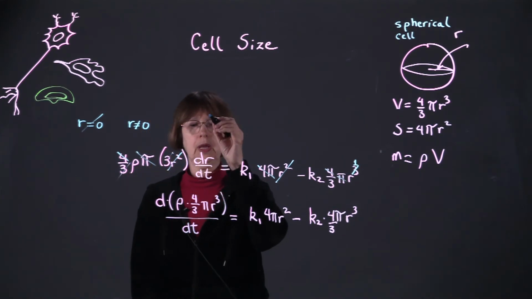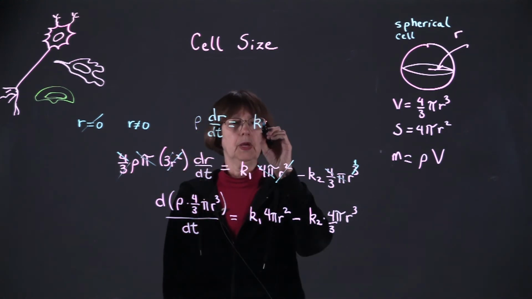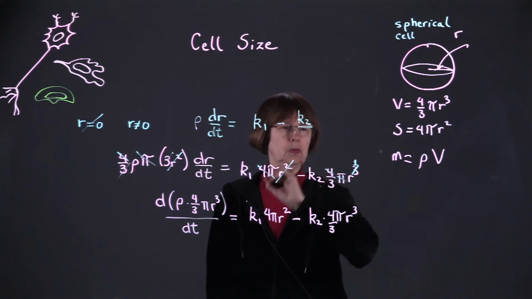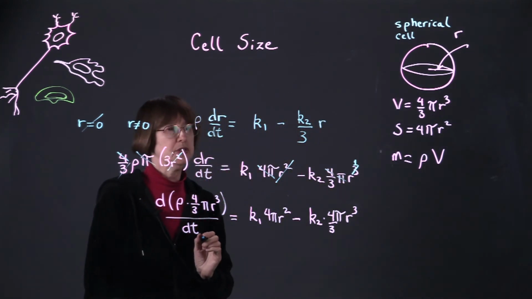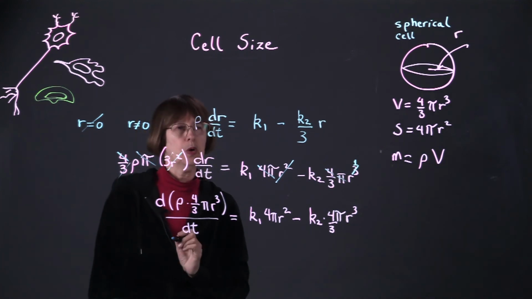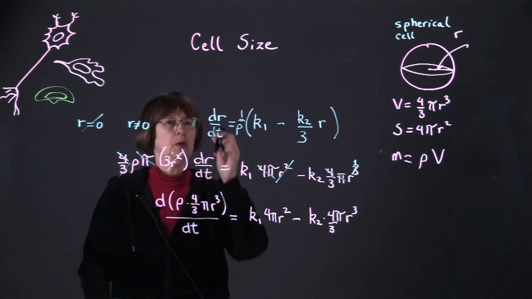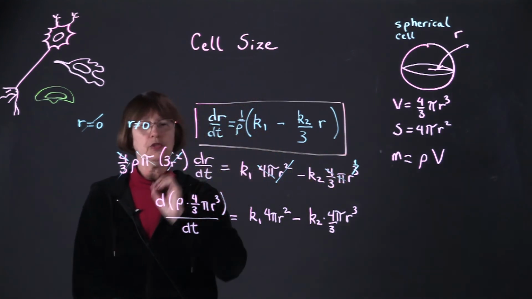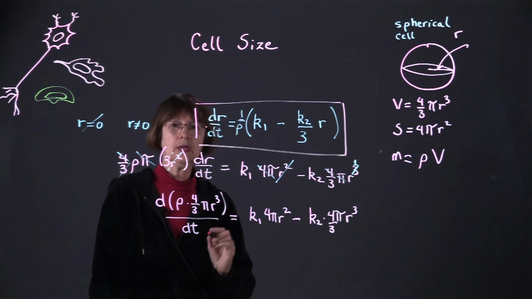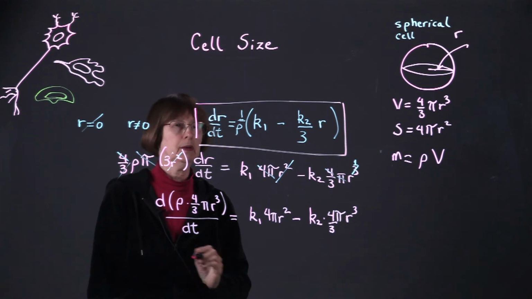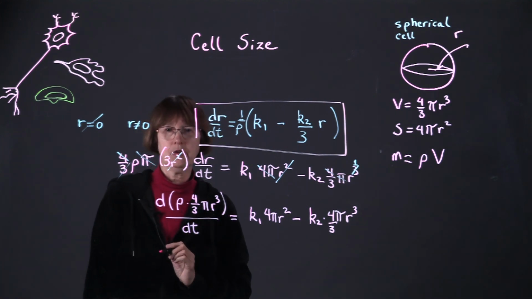And so over here what we'll have is rho dr dt is equal to K1 minus K2 over 3 multiplied by r. Now, just as a final step, we can bring the rho over to the other side and write the equation as follows. We've arrived at a differential equation for the radius of the cell that grows as a result of absorbing excess nutrients. Next, we're going to study the behavior of this equation.